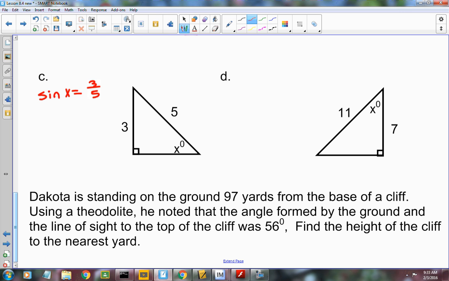Now, because you're looking for the angle, when you go to type this in your calculator, you have to hit second sine, and that little -1 in the parenthesis usually opens up. Then you put your division for your fraction in there: 3 divided by 5. Then hit enter, and you should get 36.5 degrees.